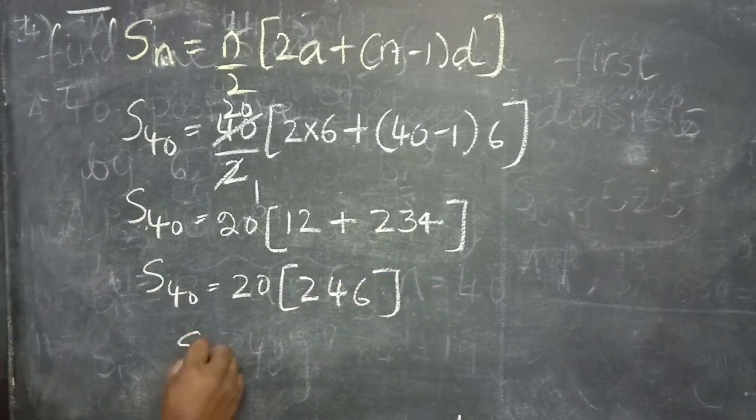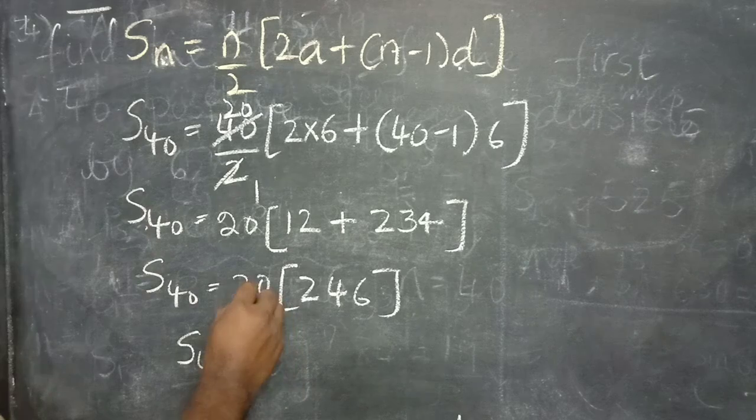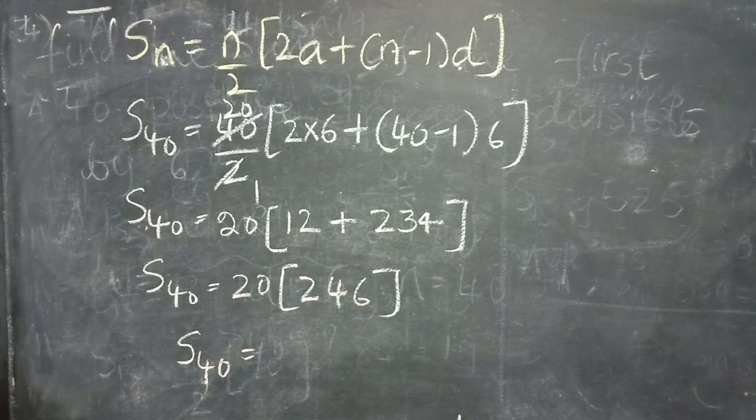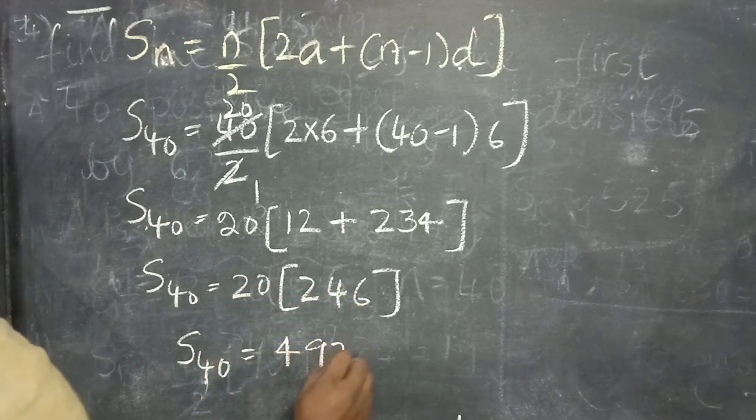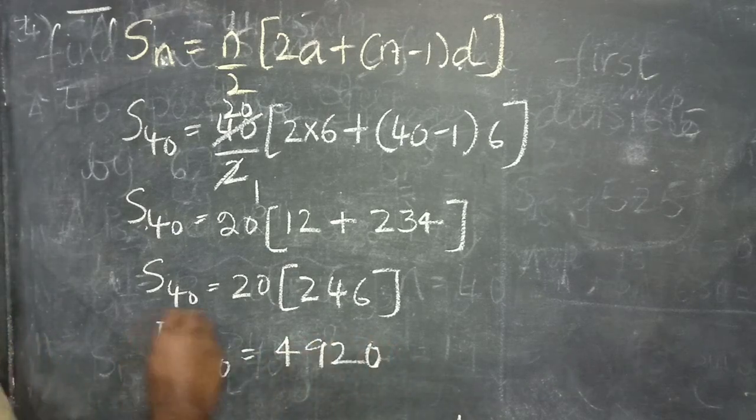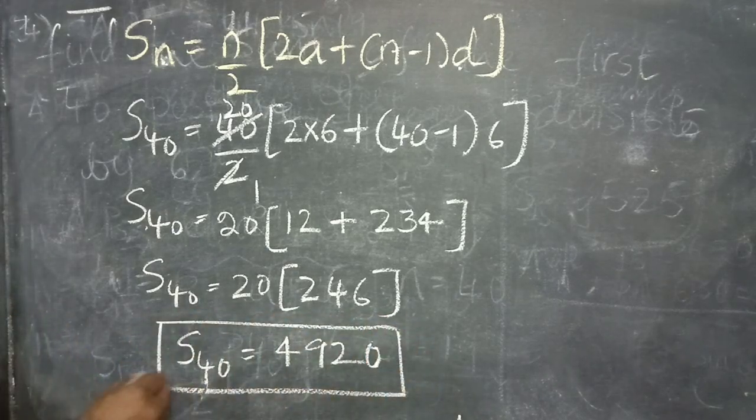Now S40 equals 20 times 246, what we get? 4920. The sum of first 40 positive integers which are divisible by 6 is 4920.